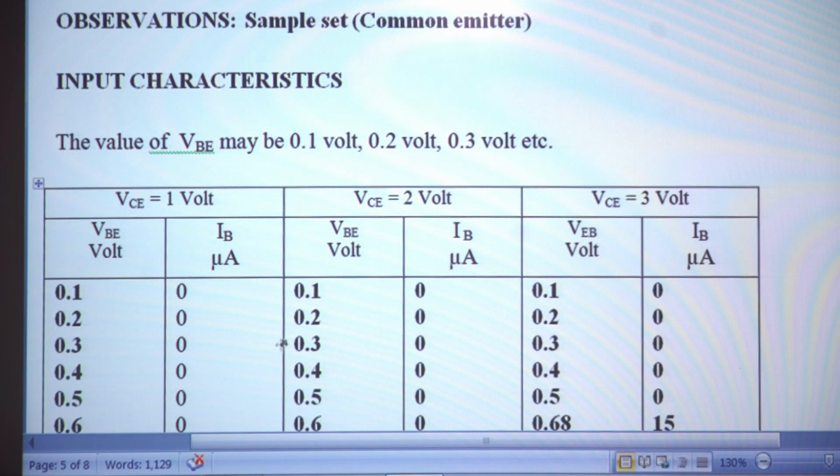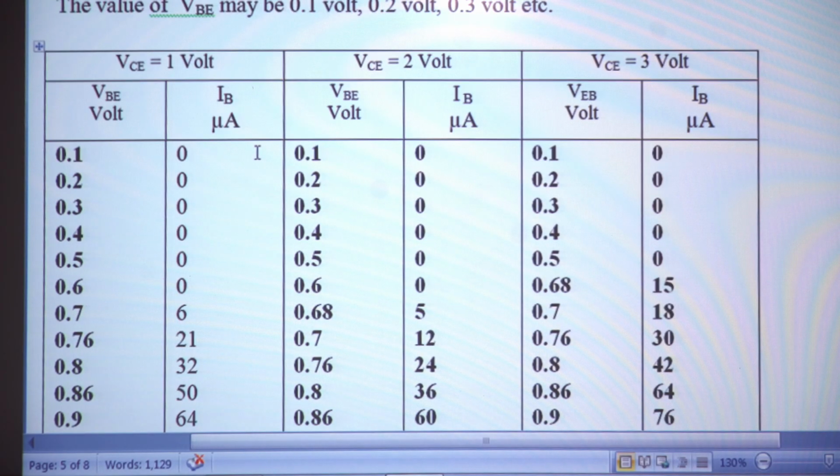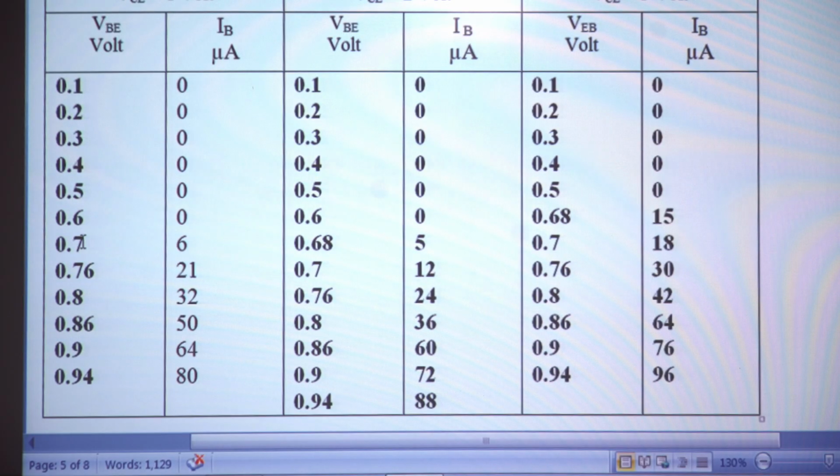Now coming to a sample set of readings that you obtain for the common emitter configuration, the input characteristics are plotted. We keep the VCE value constant at 1 volt. When VCE is 1 volt, we change the value of VBE and obtain the IB readings. Up to 0.6, IB is equal to 0. When VBE is equal to 0.7, we obtain an IB value of 6 microampere.